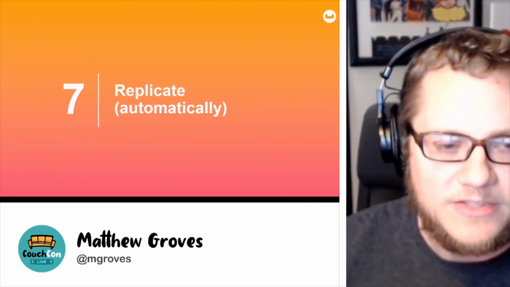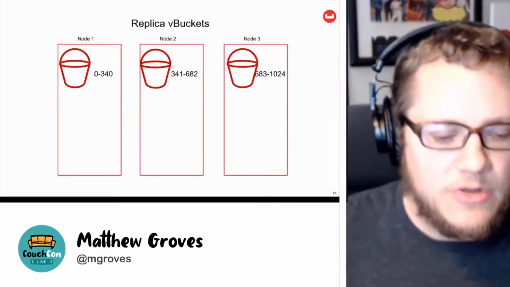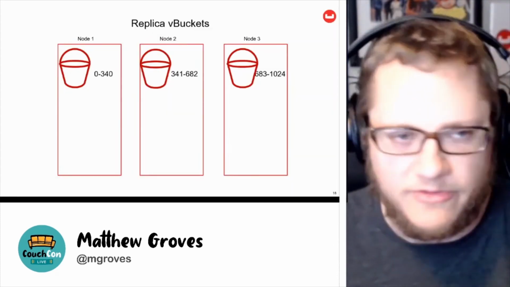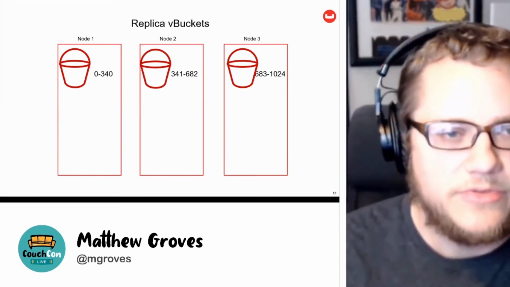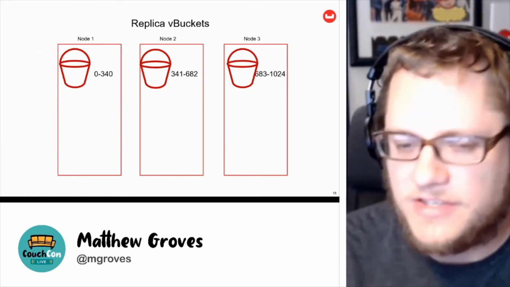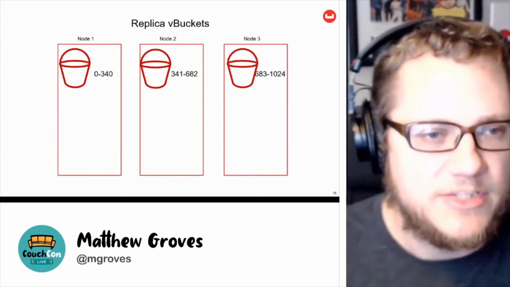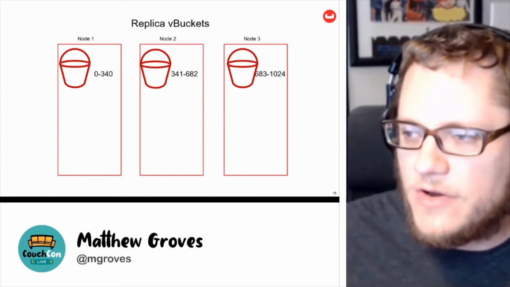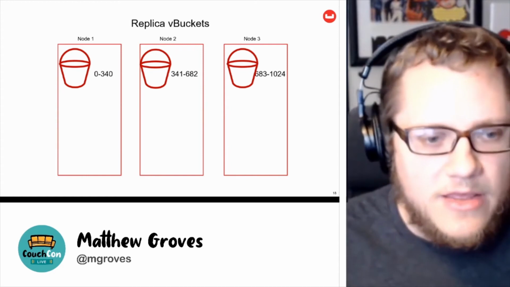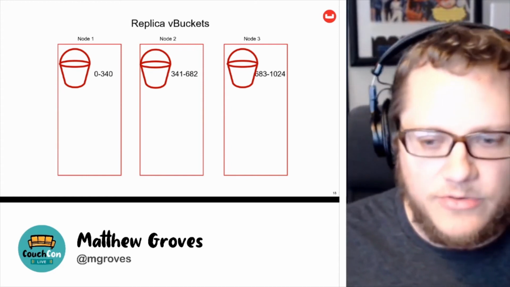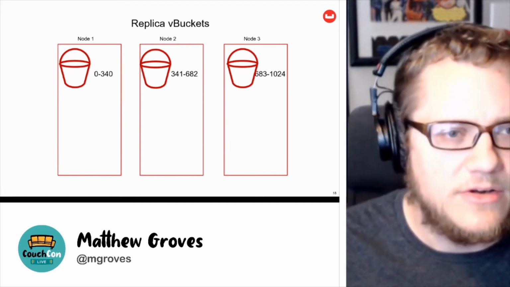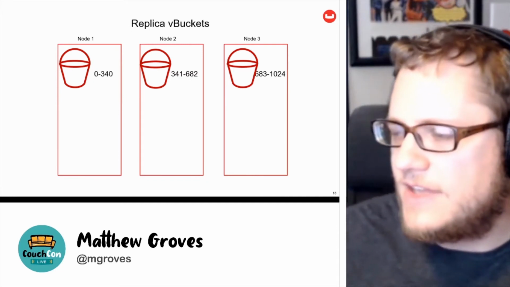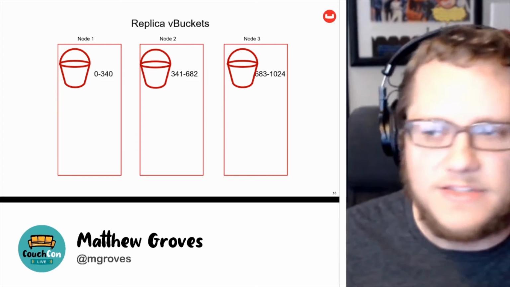So how does Couchbase do that? There's a concept called replica vBuckets. I want you to imagine that these 3 red buckets here represent the collection of vBuckets we talked about. So the first node has 340 vBuckets. The second one has 340. I think the math is off there a little bit because it doesn't divide evenly, or maybe it does. I don't know. But anyway, those are the vBuckets there.